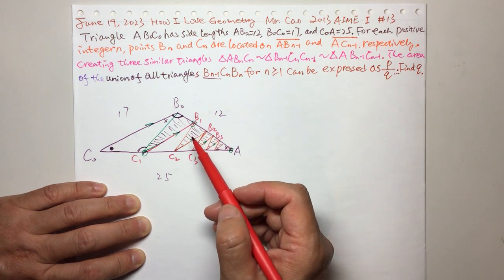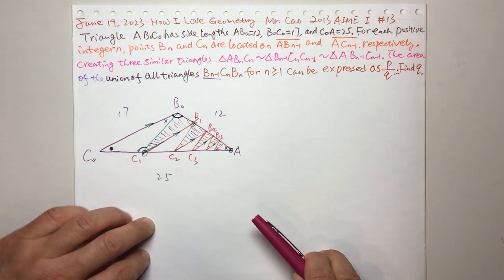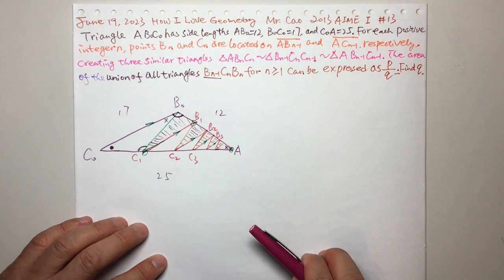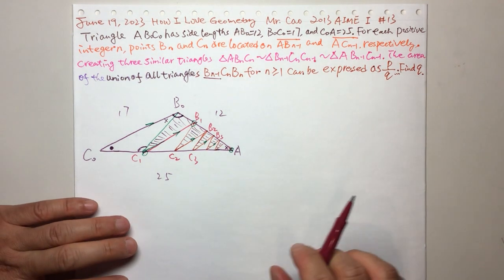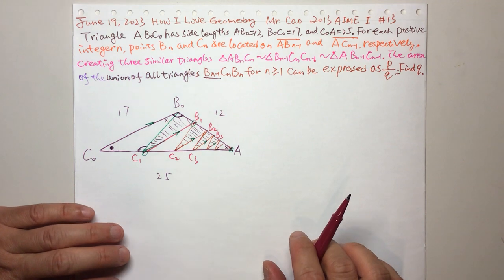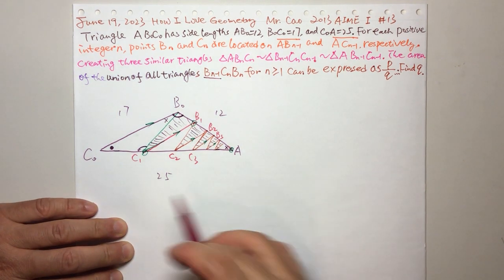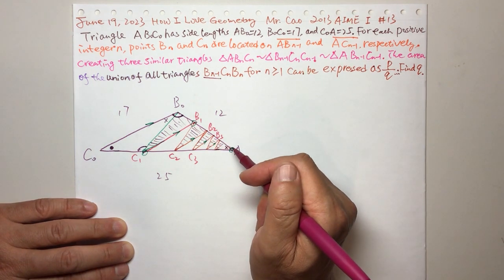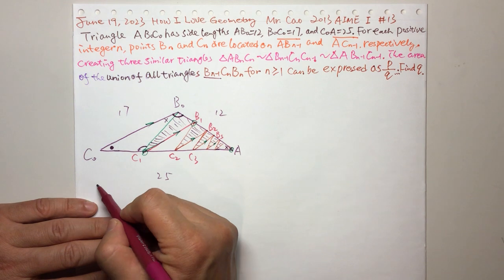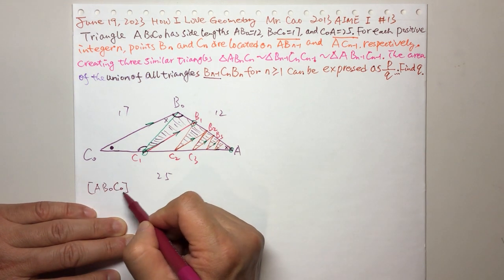Okay, so the idea is easy. Now I think the calculation may be a little complicated, so you should pay more attention to watch how I do the calculation. First, we want to find the area of AB0C0, right?